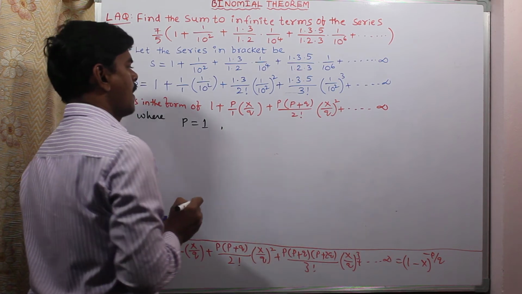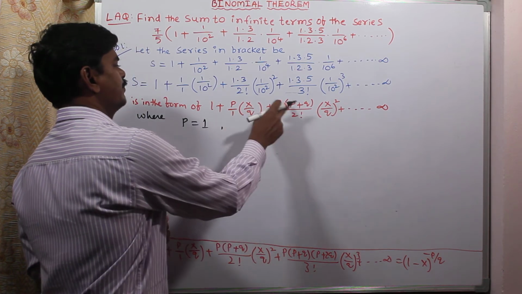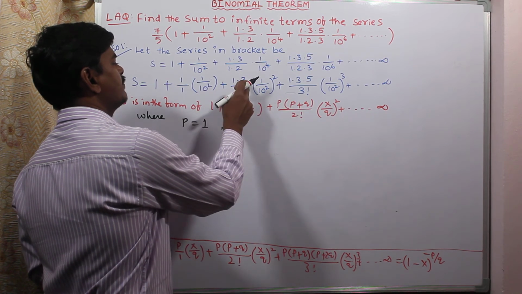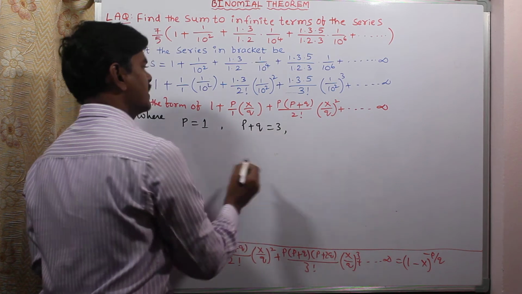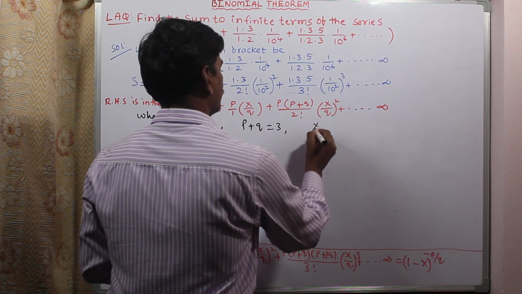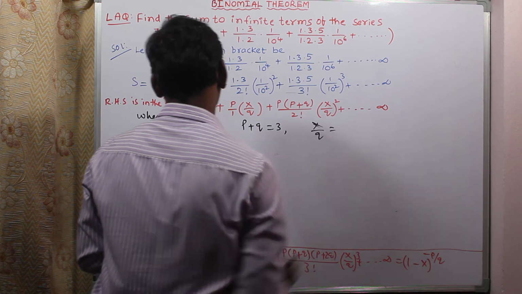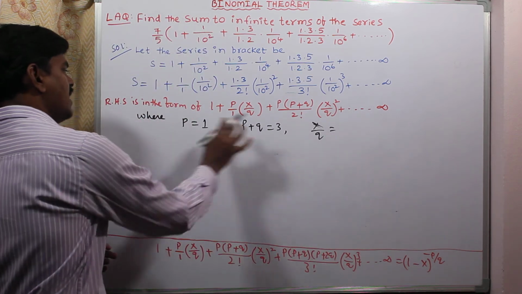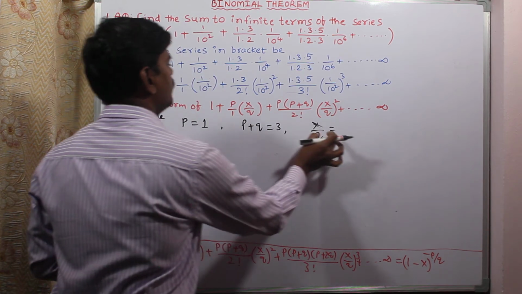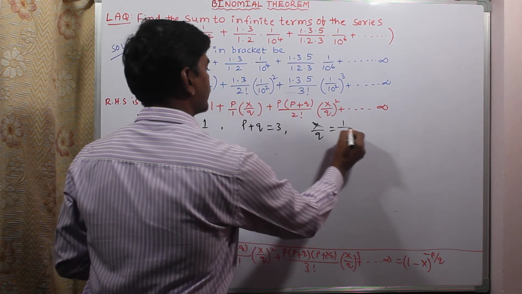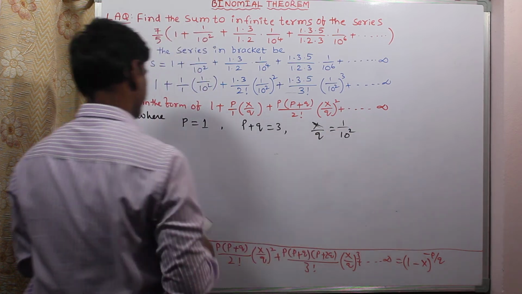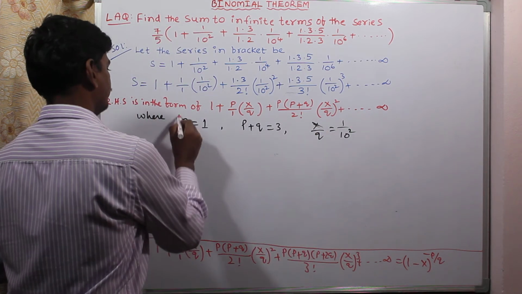Next, the p plus q value. p into p plus q, so 1 into 3. So p plus q is equals to 3. Next x by q. In every problem you have to extract 3 values: p value, p plus q value, x by q value. The x by q value, you see everywhere, is 1 by 10 square.